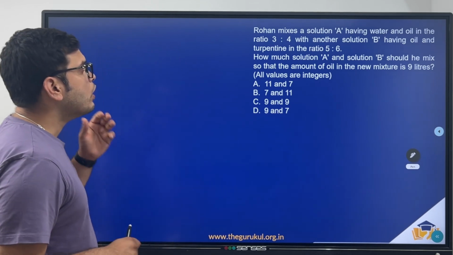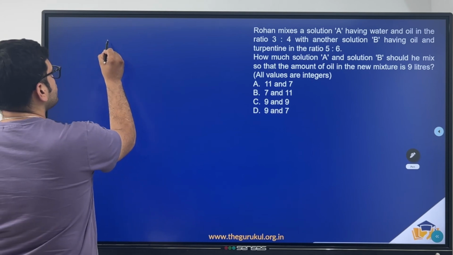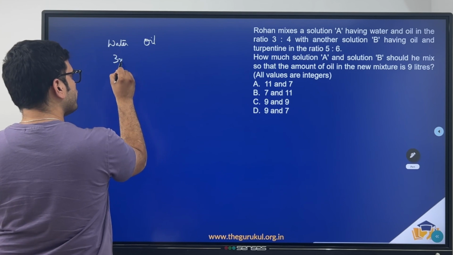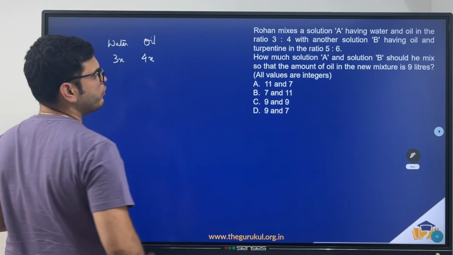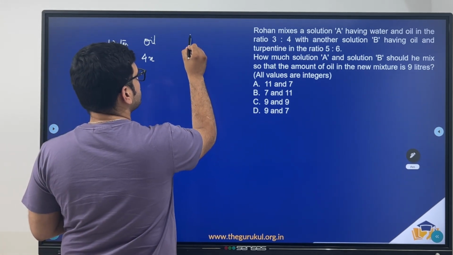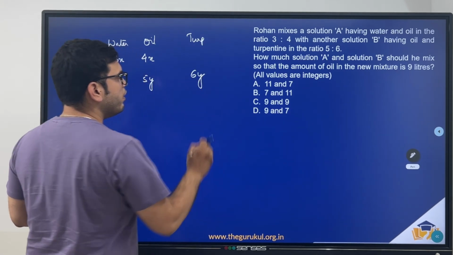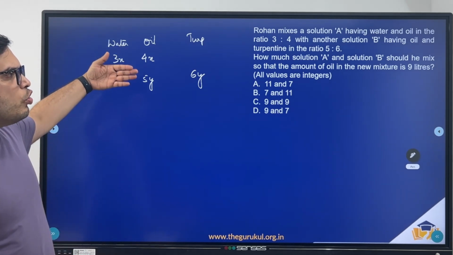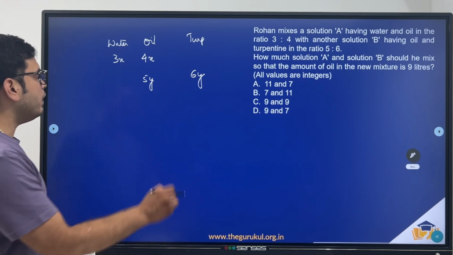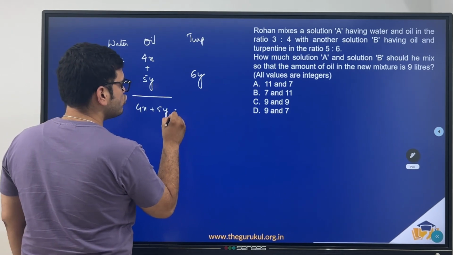Now coming to the second question. Rohan mixes a solution A having water and oil in the ratio 3 is to 4. So if this is 3x liters, this should be 4x liters. And another solution B having oil and turpentine in the ratio 5 is to 6. So if this is 5y, this should be 6y. Now how much solution A and solution B should he mix so that the amount of oil in the new mixture is 9 liters? So 4x plus 5y should be equal to 9.